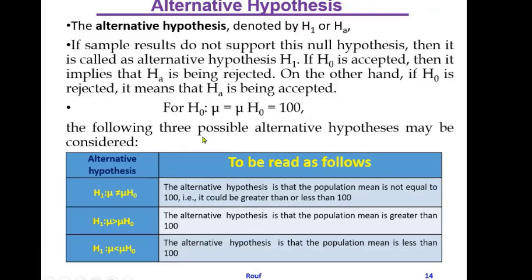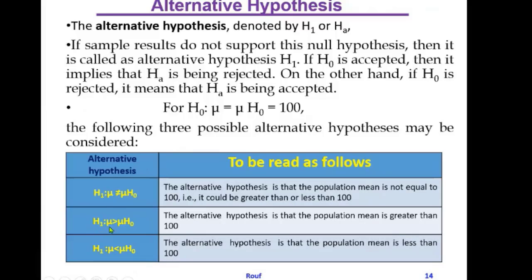The following three possible alternative hypotheses may be considered. These are the three ways to develop an alternative hypothesis. First, the population mean is not equal to the hypothetical mean. That means the alternative hypothesis is that the population mean is not equal to 100. That is, it could be greater than or less than 100.